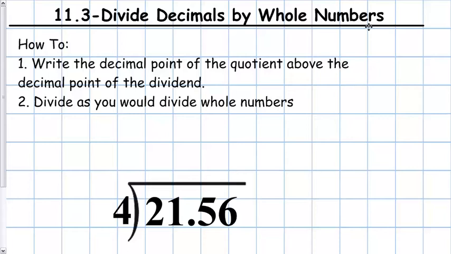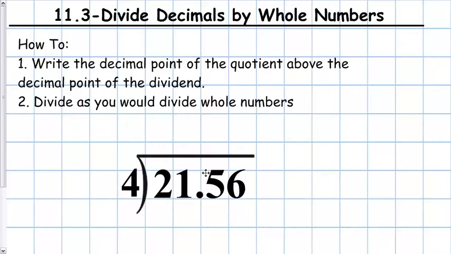Alright, today we're going to be looking at dividing decimals by a whole number, which corresponds to 11.3 in our textbook. Alright, first thing we need to know is what does it mean when we're dividing a decimal by a whole number. So I have 21.56 divided by 4. So my divisor out here is my whole number. So let's take a look to see how we're going to do this.